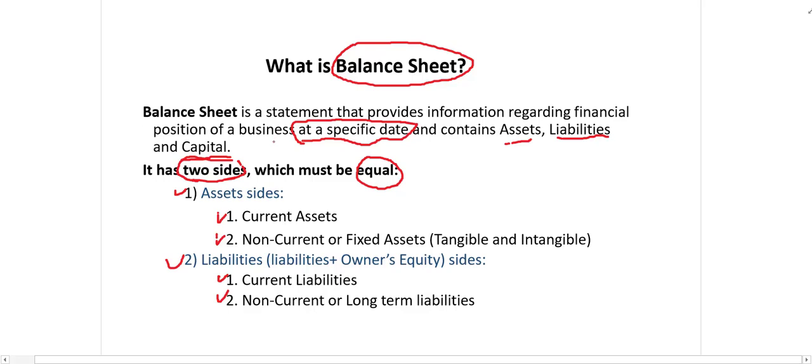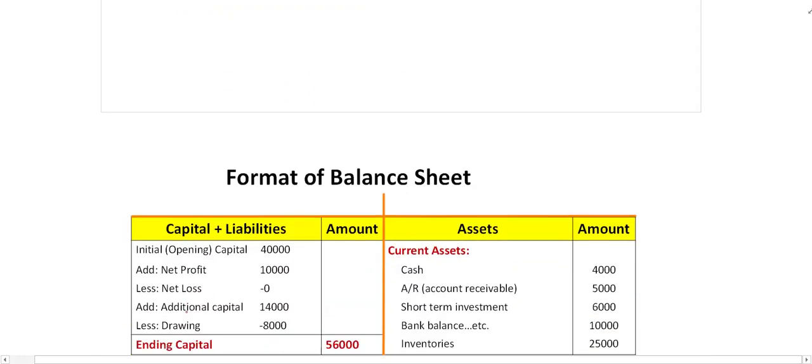So if I summarize once again, what is a balance sheet? A balance sheet is the statement which records all assets, liabilities, and capital and shows the financial position of the business at a specific date. It has two sides and both sides should be equal. On one side we record all assets, which can be current assets and non-current assets, and on the other side we record liability plus owner equity, and the liability itself is divided into two types: current liability and non-current liability.